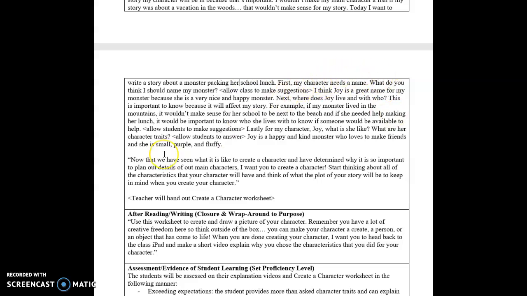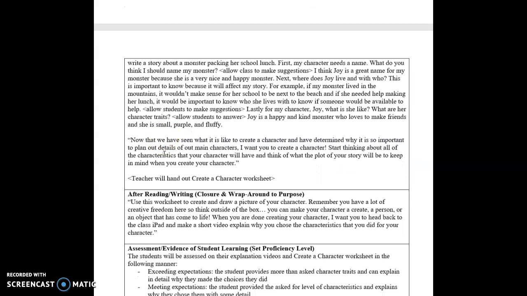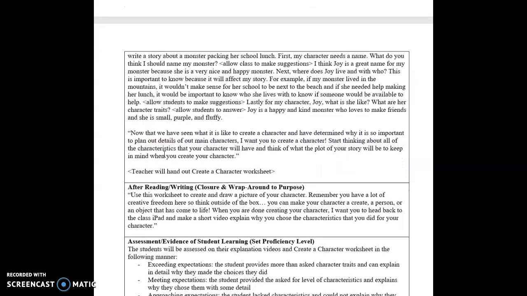And so my character would need a name. I would ask for suggestions. I would say or decide on Joy as the name. And every time we pick something as a class, I would make it clear why I was picking it. So I'd pick Joy, and that makes sense because my monster is very nice and happy, and that's like the type of name or character that Joy would fit.